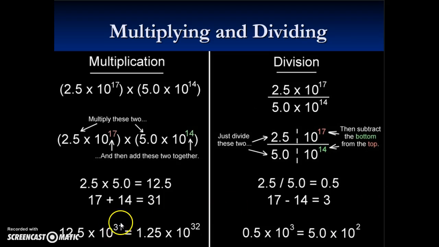So it goes from 10 to the 31st power to 10 to the 32nd power to make up for the movement, or to correlate with the movement of this decimal from where it was to here.